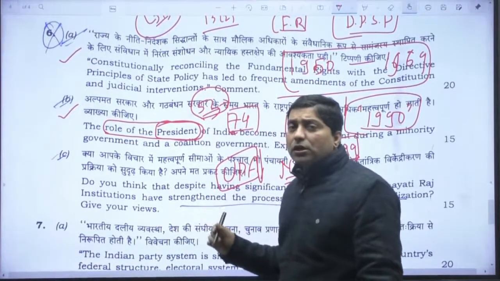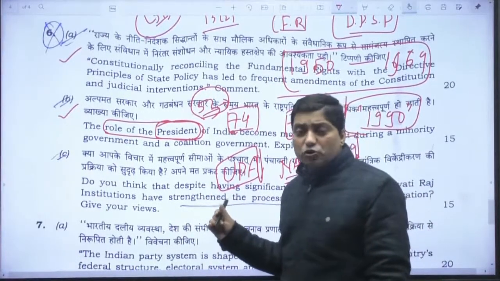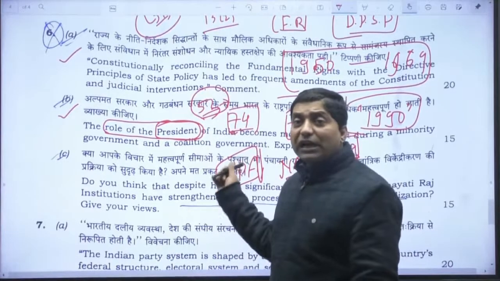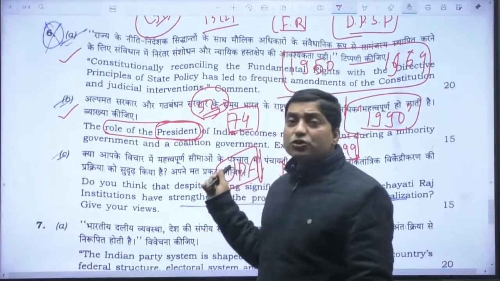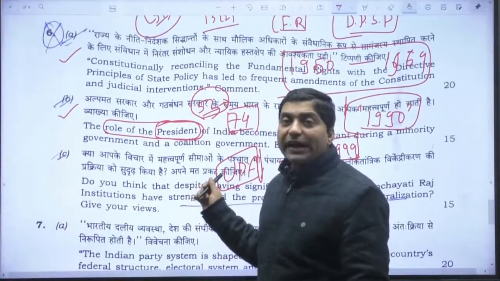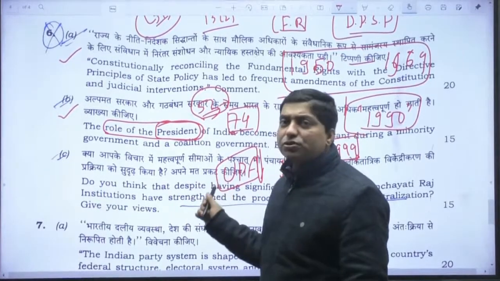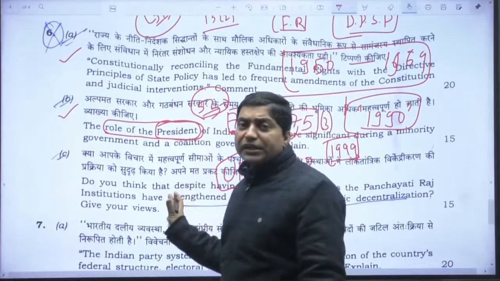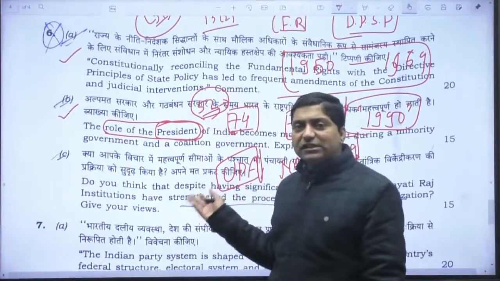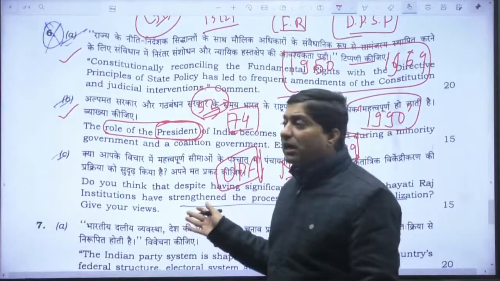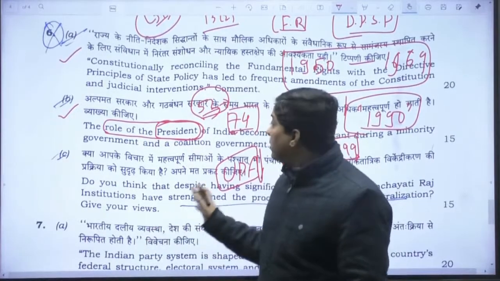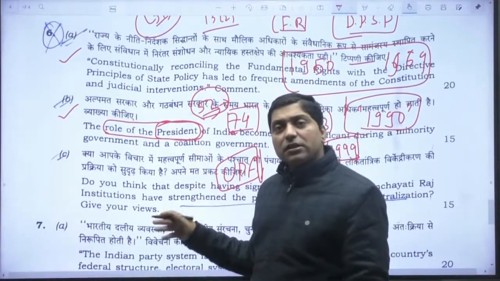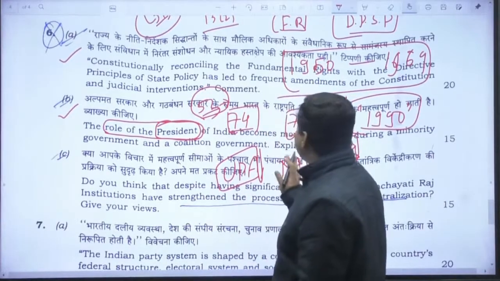As in the Shamsher Singh case, the Supreme Court argued that the President has to follow the aid and advice of the council of ministers, but he can send any advice to the council of ministers to reconsider. But if the council of ministers sends the same advice again, the President has to follow. So that is the thing.